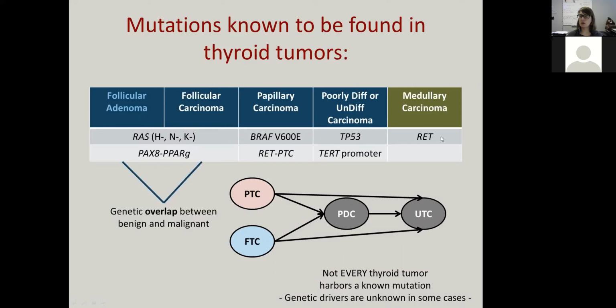Medullary is in a box on its own. It tends to have RET mutations, both in the sporadic and the syndromic cancers. So finding a RET mutation in a medullary does not mean the patient has a syndrome. It means the tumor has a mutation. So you always want to test the peripheral blood in these patients if you can. Not every thyroid tumor, unfortunately, harbors a known mutation. In some cases, the genetic drivers remain unknown, but these are the most common ones we discuss.